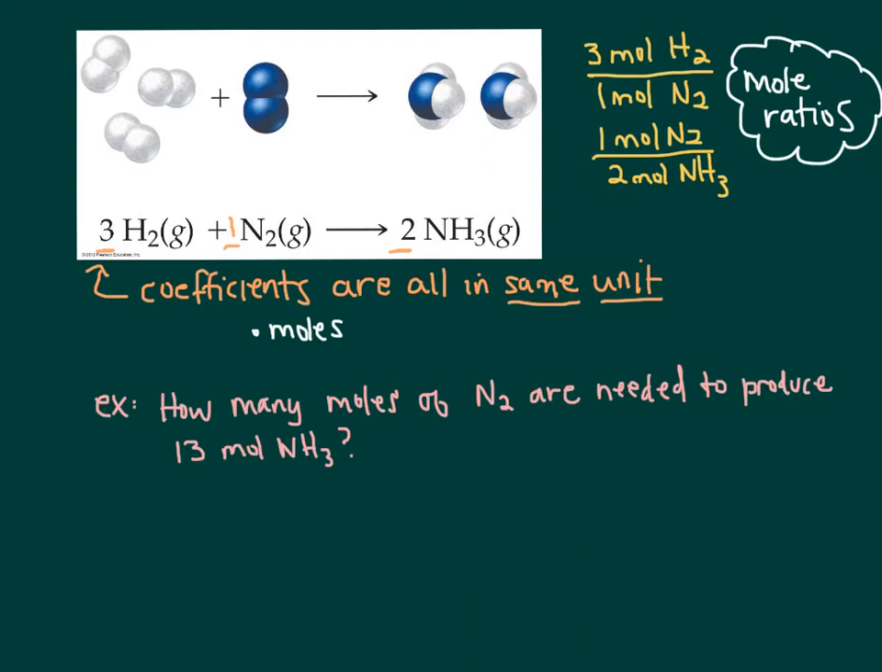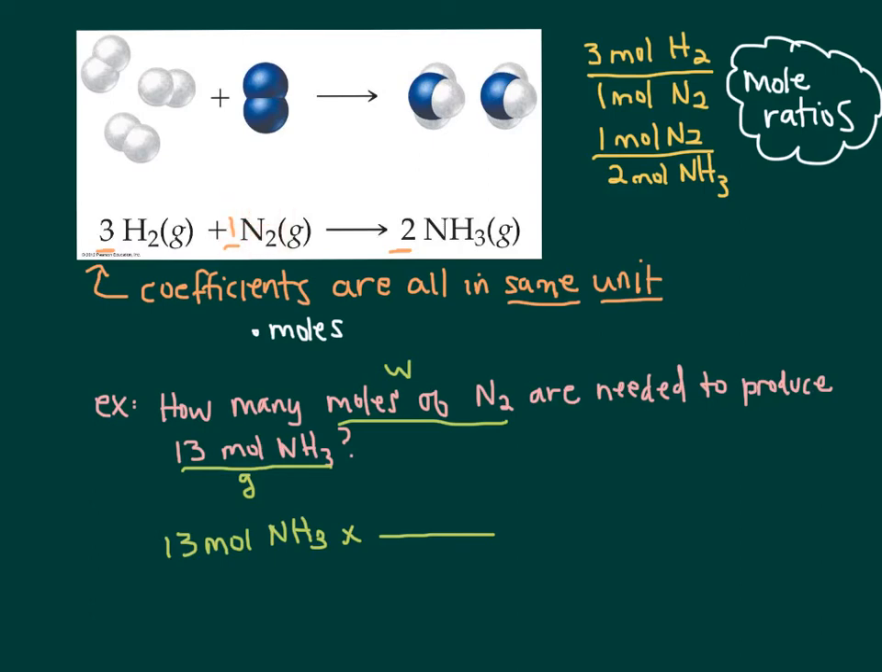Here's an example of a question that I could ask you to solve using mole ratios from a balanced chemical equation. So I want to know how many moles of N2 are needed to produce 13 moles of NH3. So here's what we want, and here's what we're given. So we're going to start with what we were given. We want to take 13 moles of NH3 and convert it or determine the amount of N2 required. So we're going to use our balanced equation up here and the mole ratios between NH3 and N2 from this equation to convert 13 moles of NH3 to moles of N2.